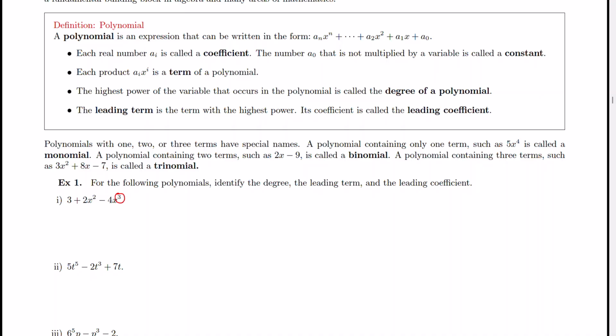And the leading term is the term that has the highest power. So in this case, that would be the negative 4x cubed. And the leading coefficient will be negative 4. Even though it's written at the end, we will call it the leading coefficient. Now, there are different types of polynomials. There are special polynomials called binomials or trinomials. Those are made up of 2 terms or 3 terms. And also there are monomials, which are polynomials made up of only 1 term.